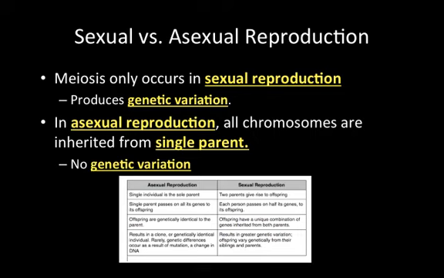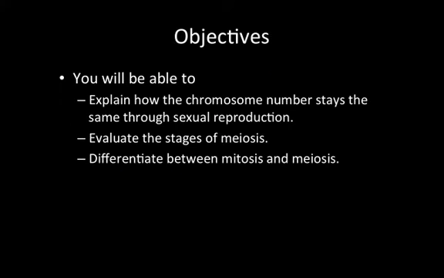In asexual reproduction, all chromosomes are inherited from a single parent. Bacteria reproduce asexually, so they get all of their genes from the single parent. There isn't any genetic variation that occurs within the reproduction of a bacterial cell. So it's important to know the difference between sexual and asexual, in that sexual produces genetic variation. Asexual produces no genetic variation. So there are several key differences here in the process of sexual and asexual reproduction.